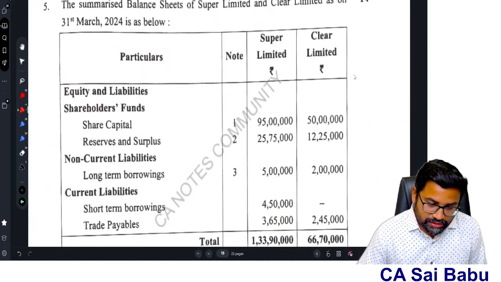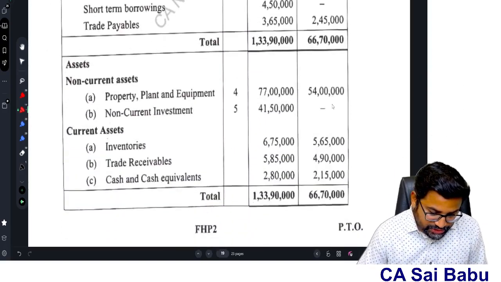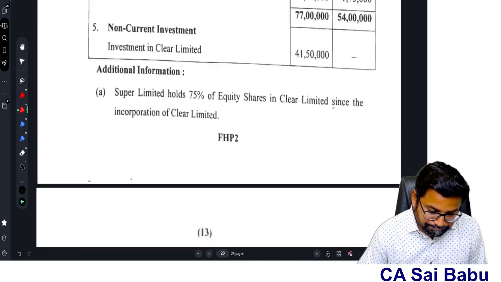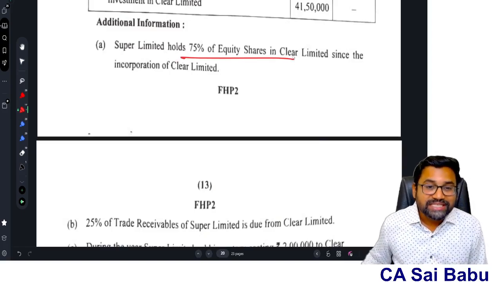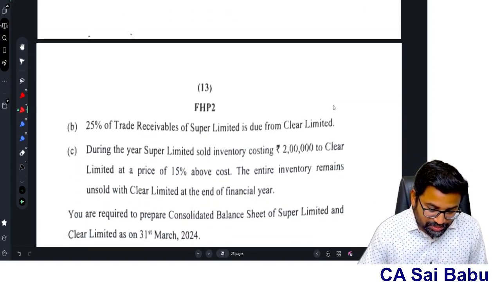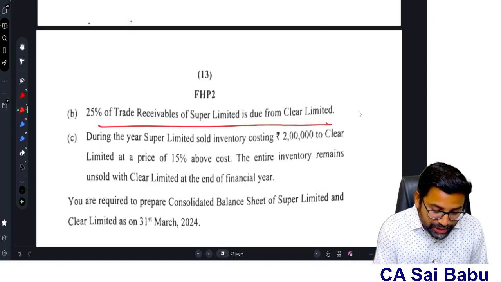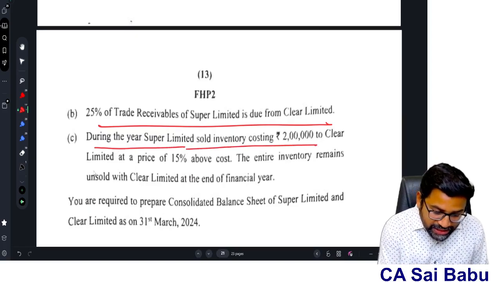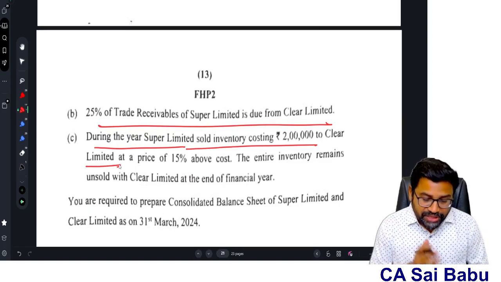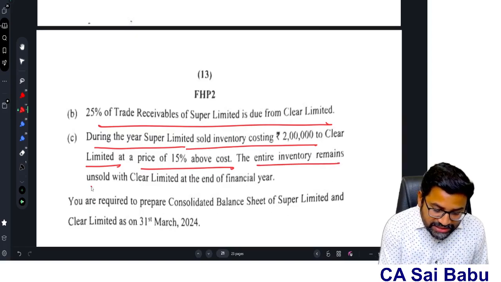Okay. And then next one, balance sheets of Super and Clear Limited given, sir. Super Limited holds 75% equity shares, consolidation since the incorporation. 25% of trade receivables of Super Limited is due from Clear Limited, intercompany owings. During the year, Super Limited sold inventory costing 2 lakhs to Clear Limited, that means intercompany transactions, sir, at a price of 15% above cost. The entire inventory remains unsold with Clear Limited.